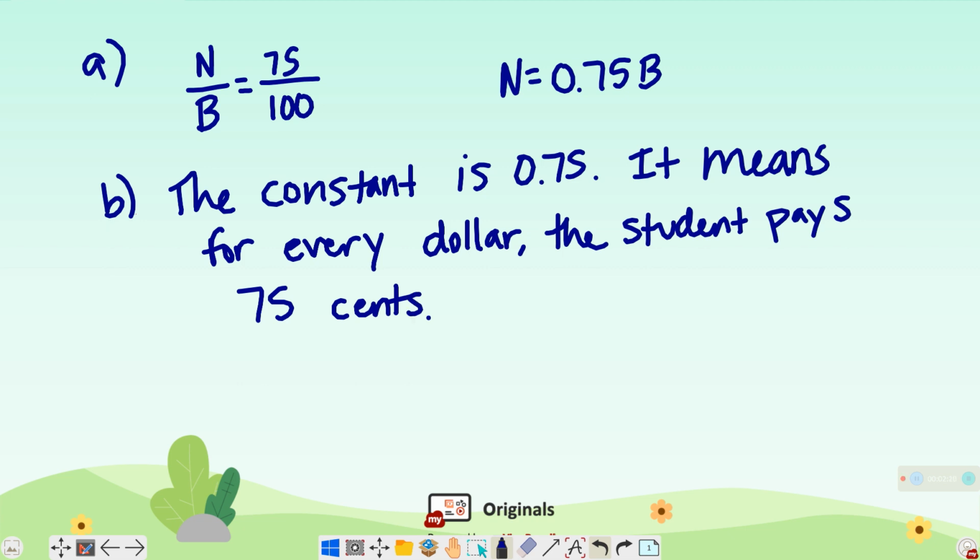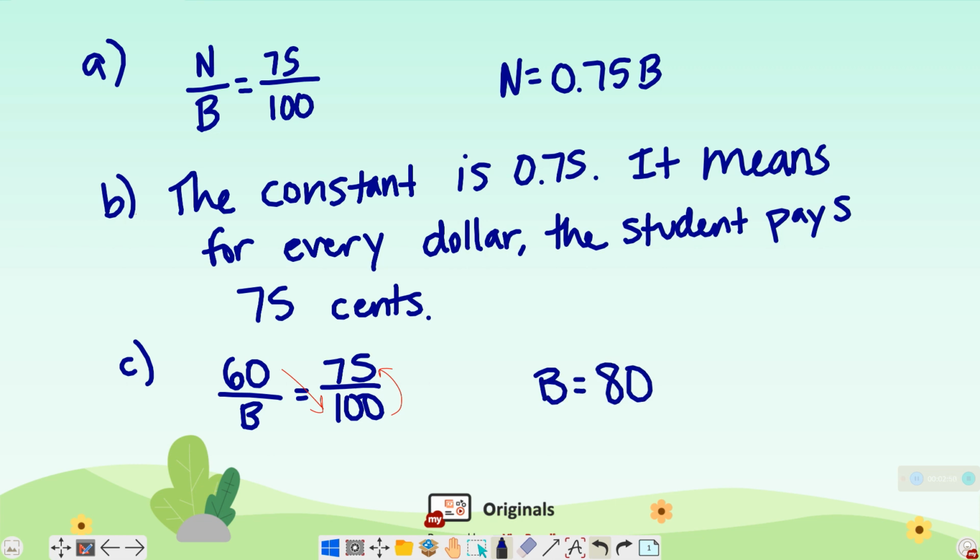Part C, how much did the school pay for the book? It told us at the beginning of the problem that Sarah, the student, had to pay $60, and the student was on the top. The school is on the bottom, and we know that Sarah only paid 75% of the original cost. When we cross multiply and divide, we find out that B is equal to 80. That means the school paid $80 for the book.